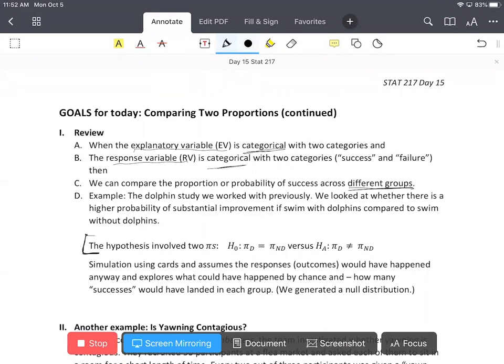Now remember, the hypotheses in this case involve two pies. Our null hypothesis, in other words, nothing interesting happened. It was just random chance. So we have pi sub d equal to pi sub nd. Remember, those parameters are just the same. Versus the alternative hypothesis, we didn't say whether one was better than the other, just whether they were different, whether there was substantial improvement in one or the other group.